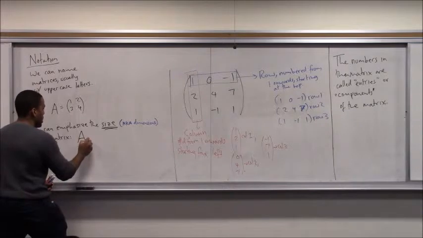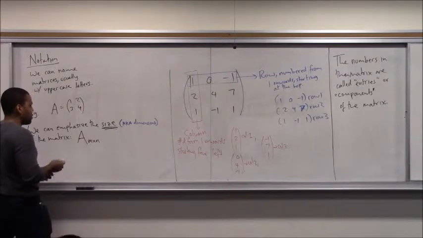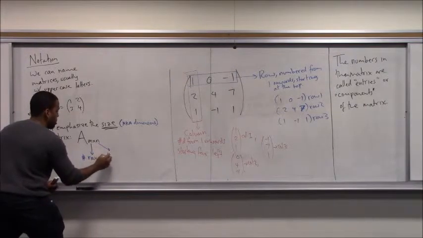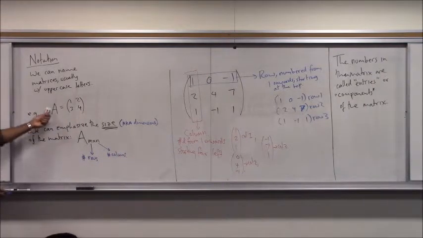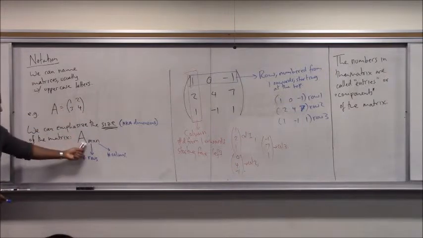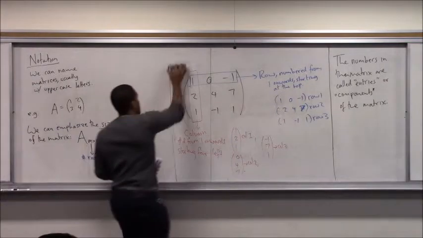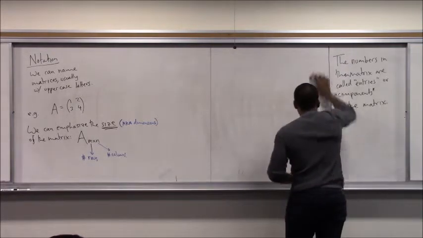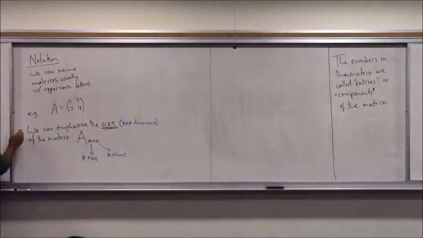So you can emphasize it by writing this: A is an M by N matrix. So M is always going to be the number of rows, and N, the second letter, is always the number of columns. So they can write the name, and if they don't tell you the definition, they can just emphasize how big it is by using a little subscript. So that's just some notation there.